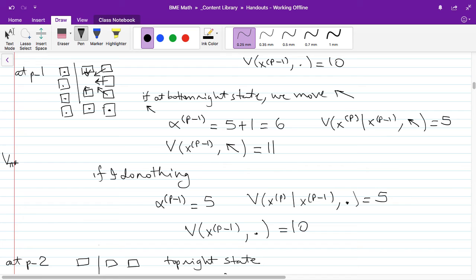We did this, and we found that it gave us a value of 11. But if we stayed, we got a value of 10. So the value of this state under the optimum policy is 10. It turns out that's also the value for this state, and this state, and this, and this. Basically, do nothing. So why is it 10?